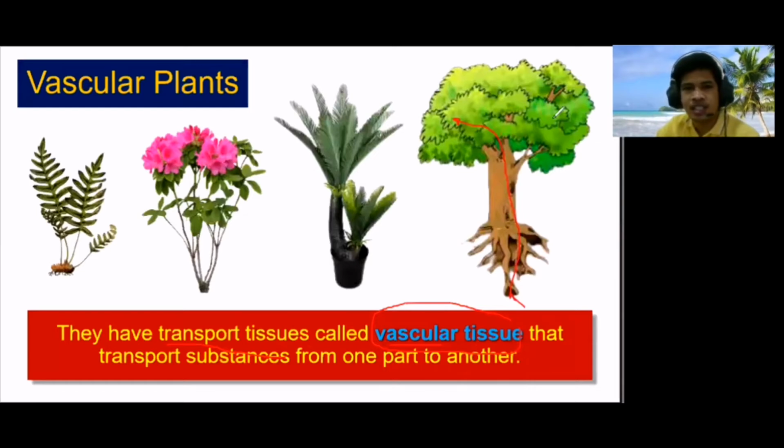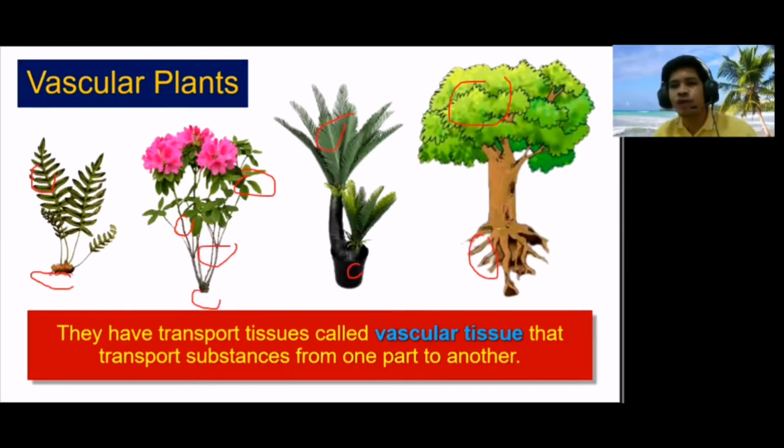Another thing you can remember about vascular plants is that they have true stems. They have stems like this. They have true leaves like this one. And what else? They have true roots. Vascular plants have true stems, true leaves, and true roots, right? That's why they have vascular tissue.